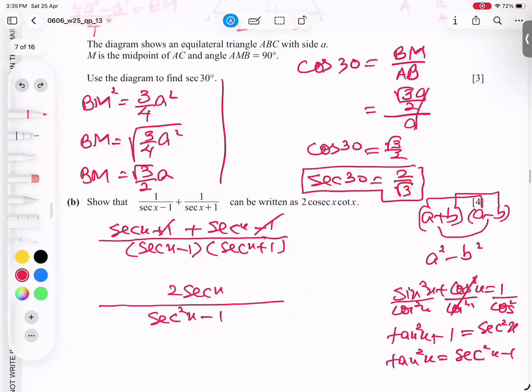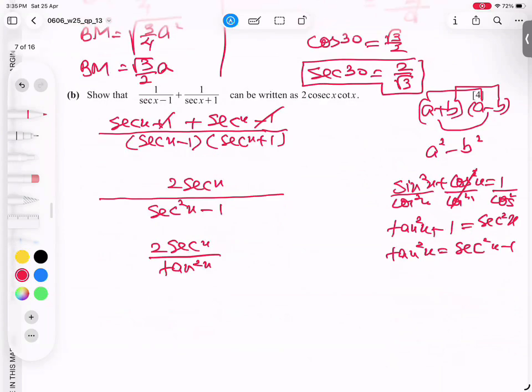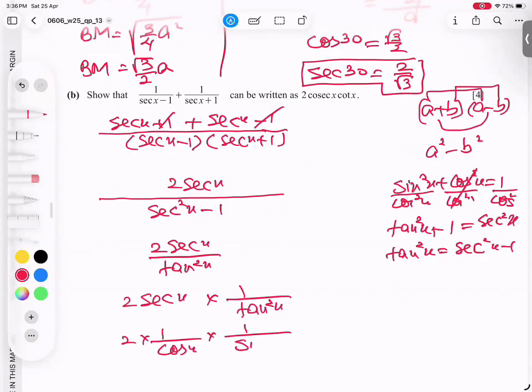So I'm writing now here 2 secant over tan square. I can split in two parts. Secant, okay, I think secant is disturbing us. I'm writing separately: 2 secant into 1 over tan square. And if you check, secant becomes what? 1 over cos. And what is tan square? Sine square over cos square. This cos will cancel, power 2.